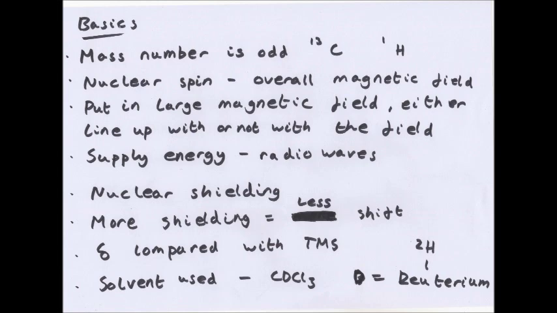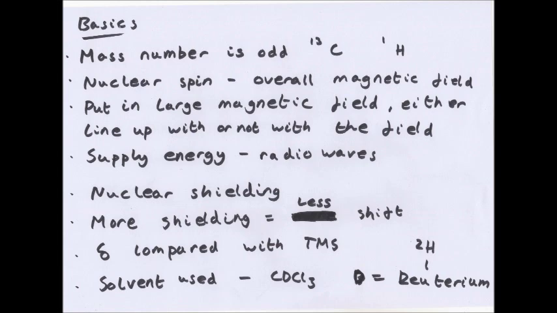Now this cycle of excitation and relaxation of the nucleus is called resonance. And resonance continues as long as the frequency of the radiation supplied has an energy that exactly matches the energy gap between the spin states. And this is how you get nuclear magnetic resonance.